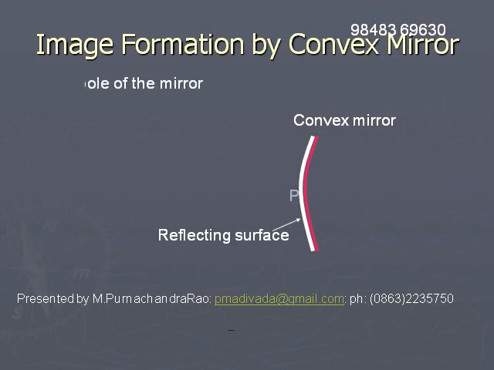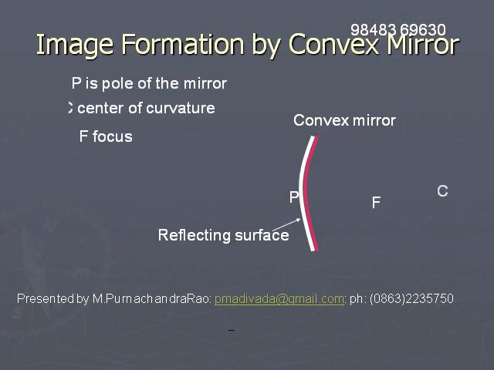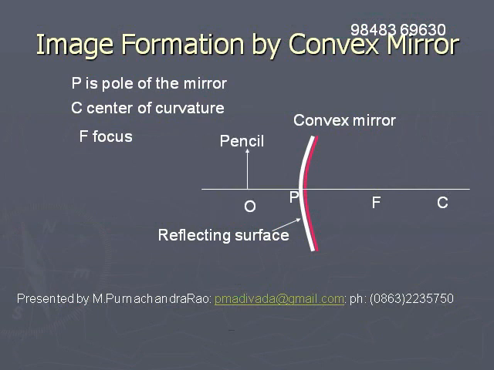Observation of image formation by convex mirror. Hold a convex mirror in one hand and place a pencil in the upright position before the reflecting surface of the mirror and move it away from the mirror.